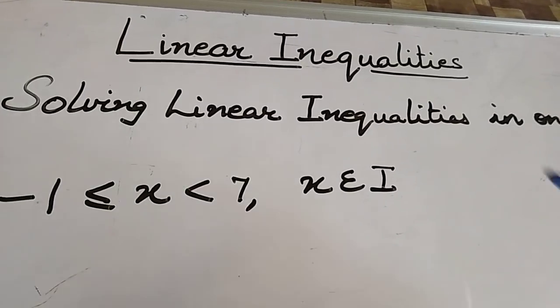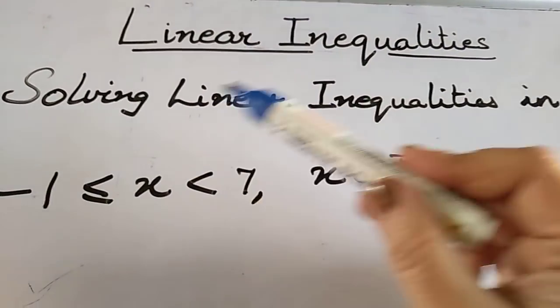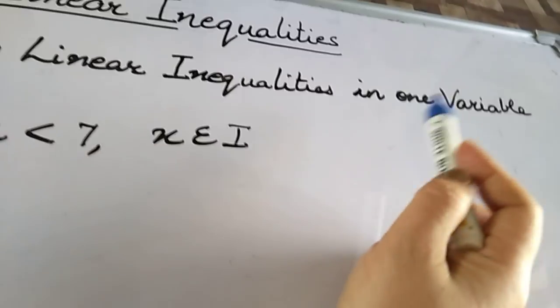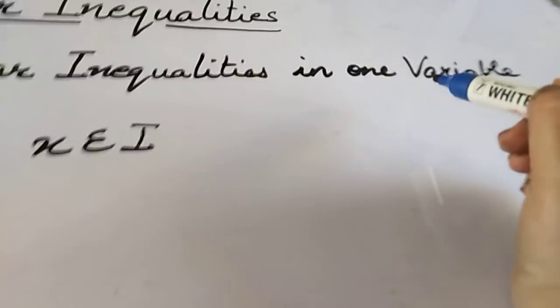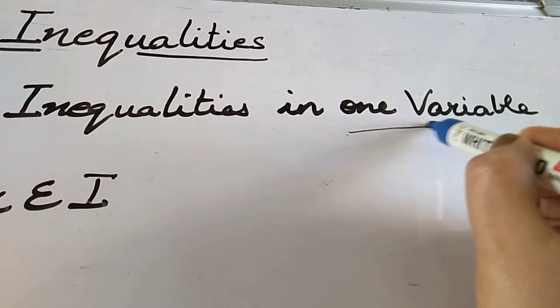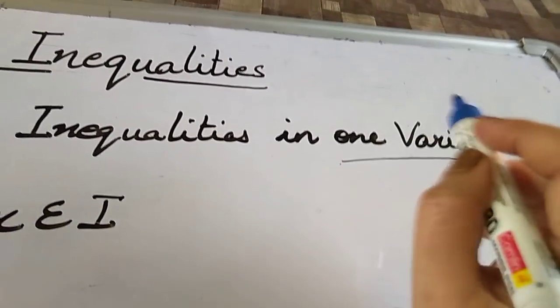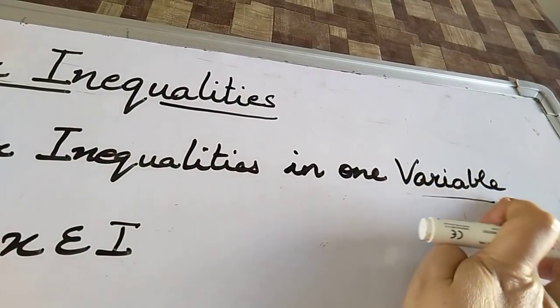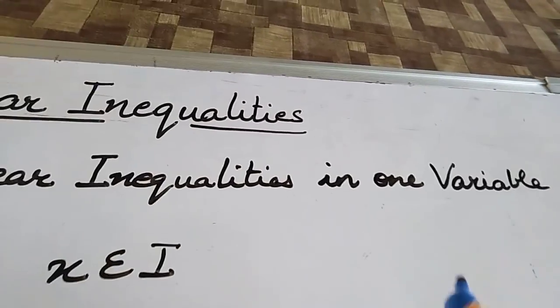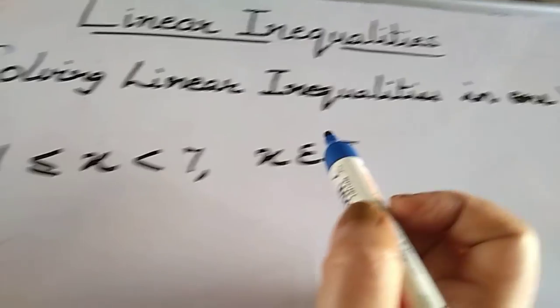Okay, children. Today we will start with solving linear inequalities in one variable. I hope you understand what one variable is. That means only x or y. We will take only either x or y. We will not take two variables at the same time. Clear? Those are simultaneous equations. We will study that in class 9.